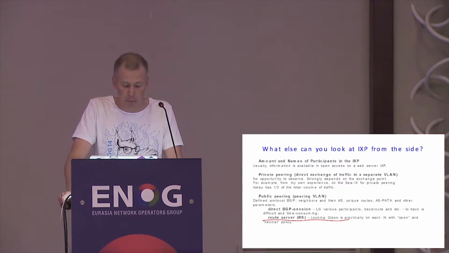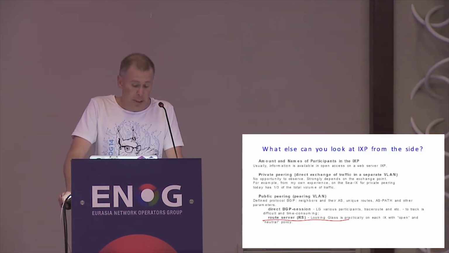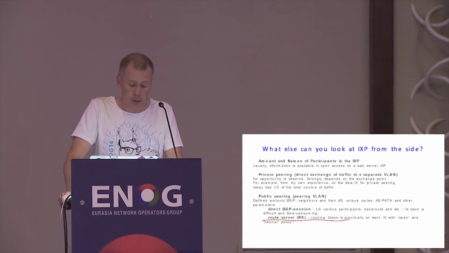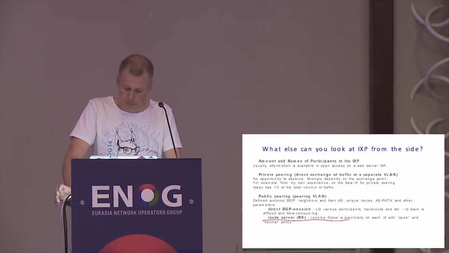Here it's all defined by the neighbors, the prefixes and the ASs. We consider the direct BGP sessions. It's possible to track them through Looking Glass and traceroutes, but it's difficult and time-consuming. Also, IXs use a route server. Traffic there is sent directly, and it could be followed and monitored by the Looking Glass.